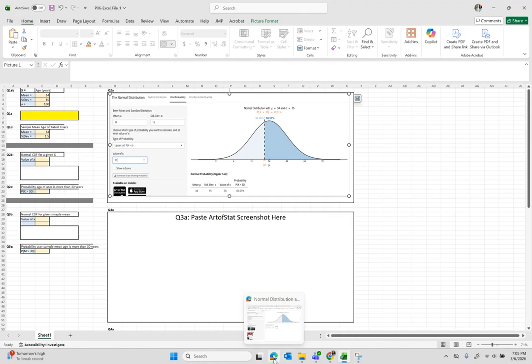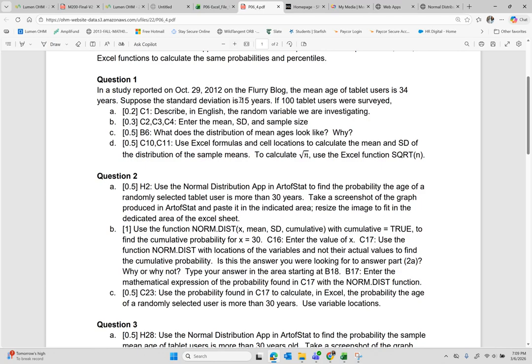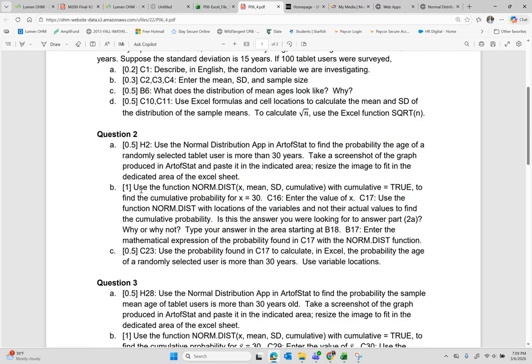So let's continue with the description of the project. Part B says use the function norm.dist, with the value of x, then the mean, then the standard deviation, and then cumulative equal to true, to find the cumulative probability for x equal to 30. In C16, enter the value of x, which will be 30, and in C17, use the function with locations of the variables and not the actual values to find the cumulative probability. So let's try that.